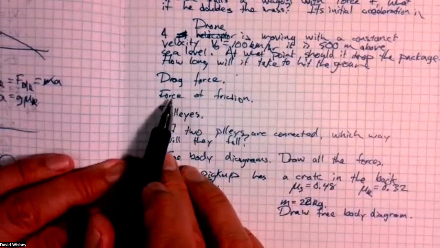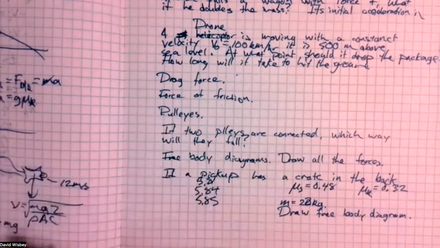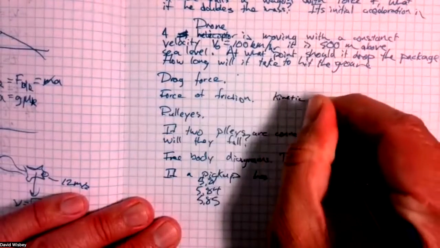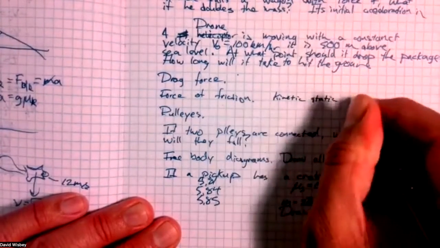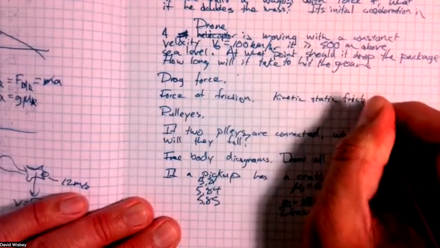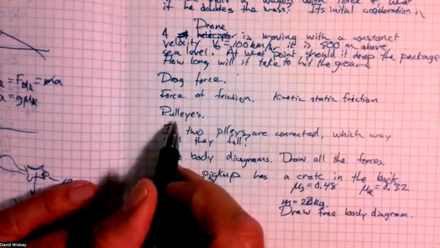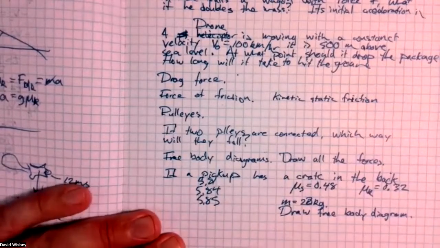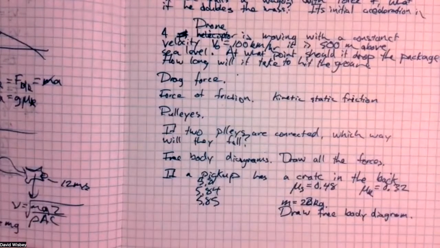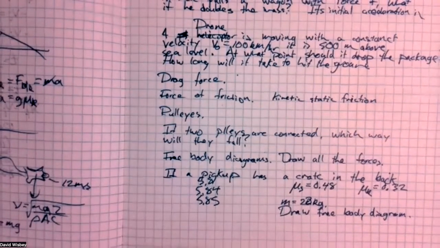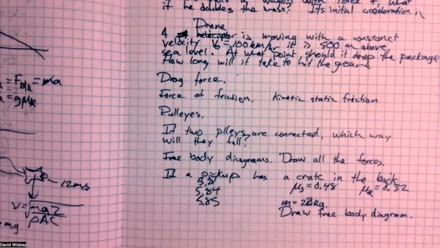You should know about the force of friction, so both kinetic and static friction. All right, you should know about pulleys. So there was the problem of the Jeep. Why did having a pulley attached to the winch allow, how did that create more force on the Jeep?